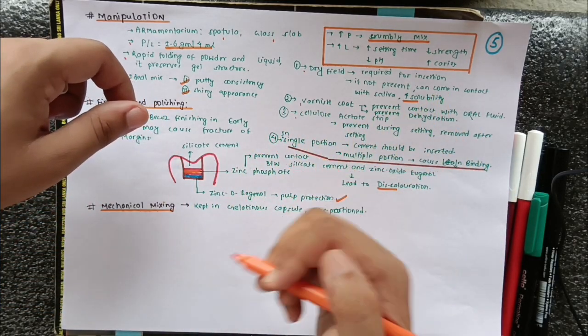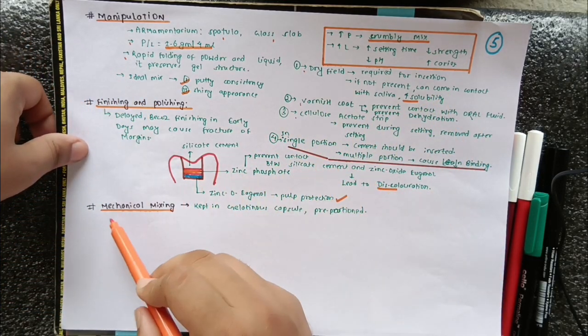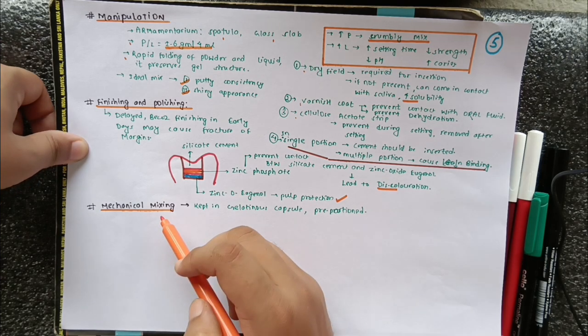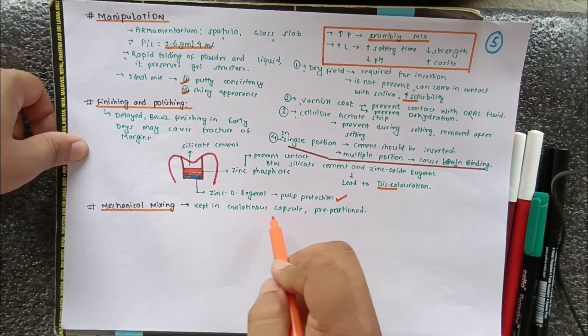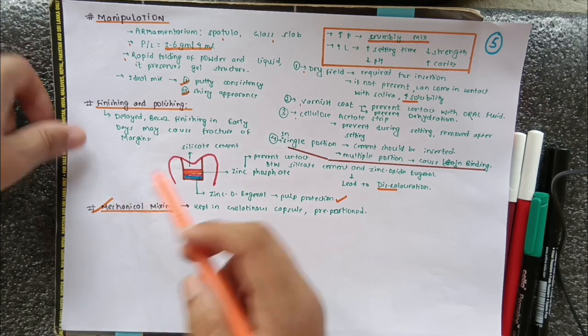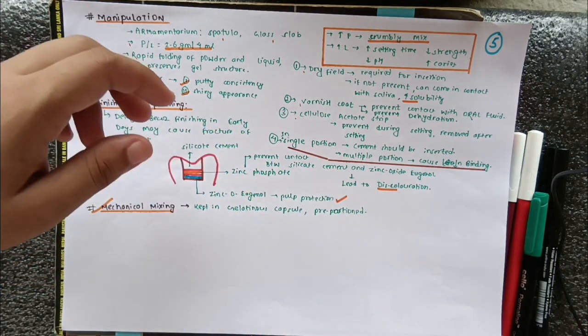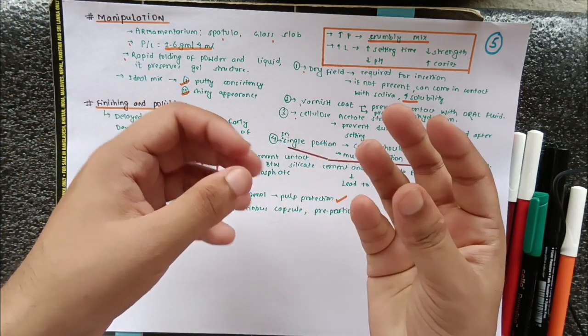After that there is mechanical mixing. In mechanical mixing, the cement is kept in a gelatinous capsule, pre-portioned. So mechanical mixing is easy. What we do is, the powder and the liquid are kept in separate chambers.